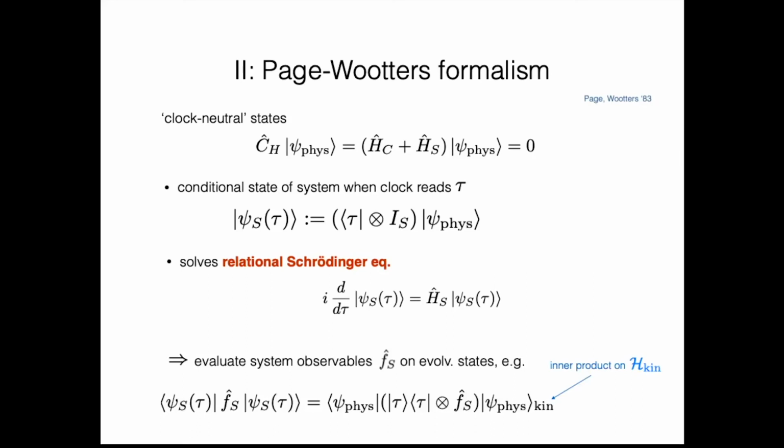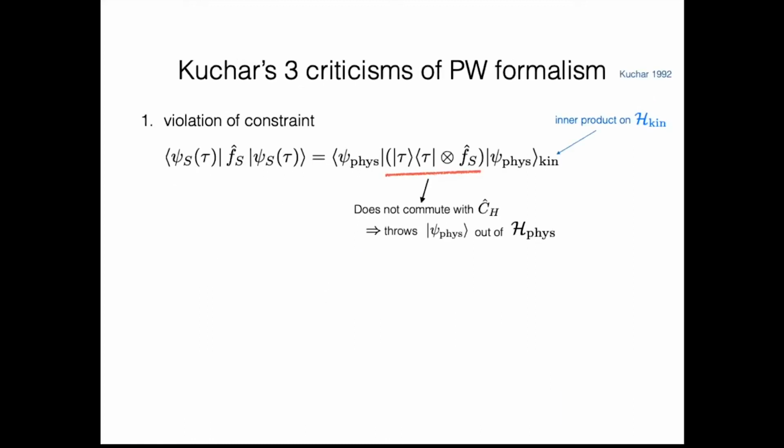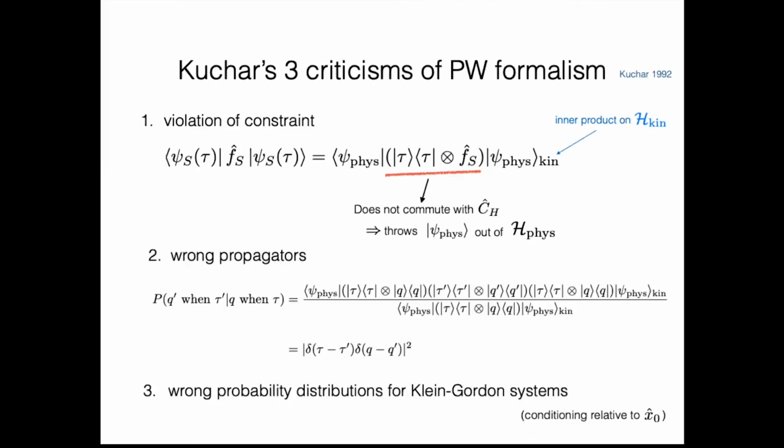Yeah, let me just briefly say that this approach has been criticized by one of the gods on the problem of time, Karel Kuchař, in the 90s. I'm not going to summarize this in detail. The main statement is that this approach would violate the constraints, and would lead to wrong propagators and wrong probability distributions for the Klein-Gordon systems. It effectively ended research on this approach for about 10 to 15 years.